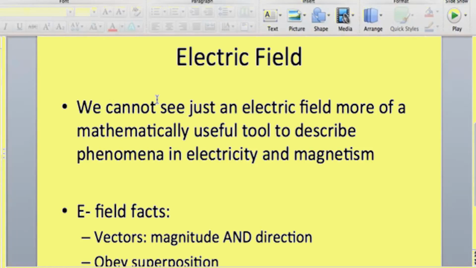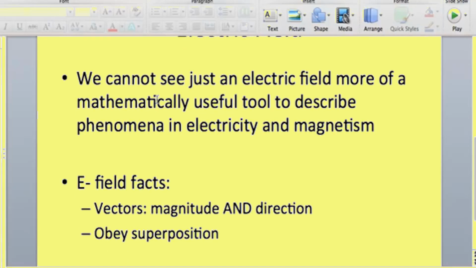So just some electric field facts and concepts. The first thing is we cannot see just an electric field. It's more of a mathematically useful tool to describe phenomena observed in electricity and magnetism. A couple of E-field facts: they are vectors, they have both a magnitude and a direction. And E-fields obey superposition. So if you look at some point in space, the E-field that could be backtracked out from a measurement of force would be the superposition of all the electric fields from all charged particles creating electric fields at that point in space.